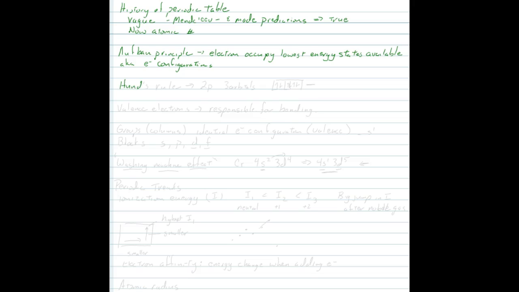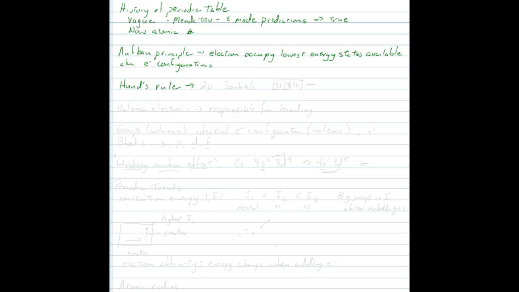Hund's rule says electrons spread out, one per orbital, until forced to pair up, and then when they are forced to pair up, they have opposite spins. This is related to electrons repelling each other.